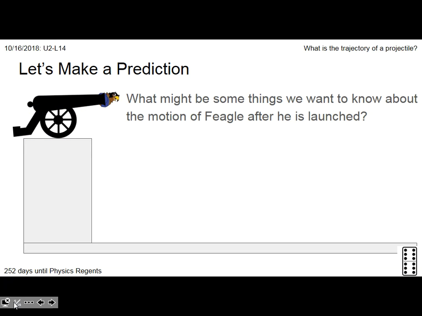So to start, here is Fiegel. Fiegel joined the circus, and Fiegel is going to be a human cannonball now, or I guess a bird cannonball. And so we're going to launch Fiegel horizontally from this cannon. Don't worry, there's like padding here. So when Fiegel hits the ground, he'll be okay. I promise. Plus, I think he can fly. I don't know. I'll have to ask. Oh!